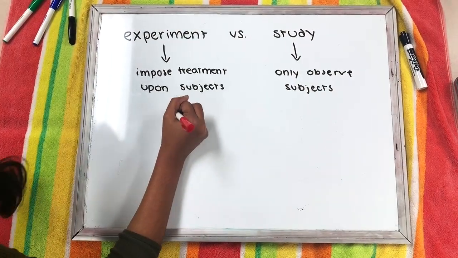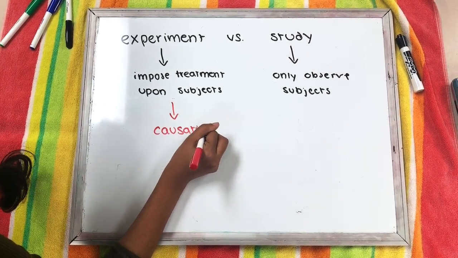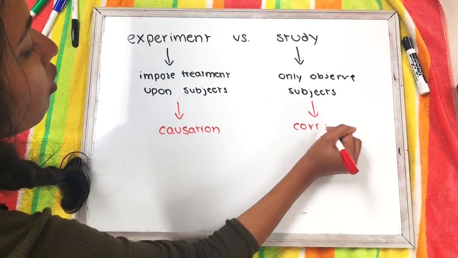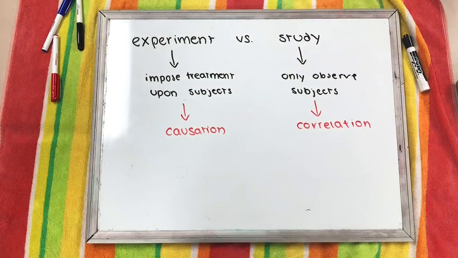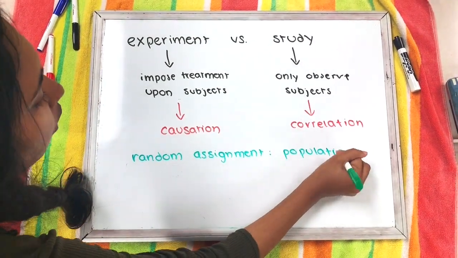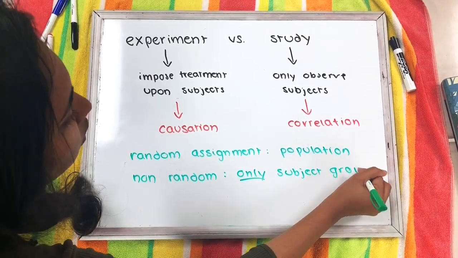The other common mistake that students make is incorrectly drawing conclusions based on the given study or experiment. We must remember that studies demonstrate correlation only, where experiments establish causation. Subjects that were randomly selected allow conclusions to be made about the general population, but subjects that are not randomly selected only allow conclusions to be drawn about the subject group, not the overall population.